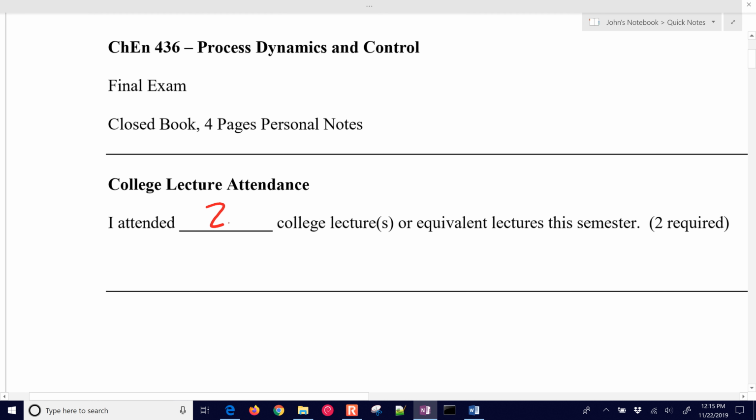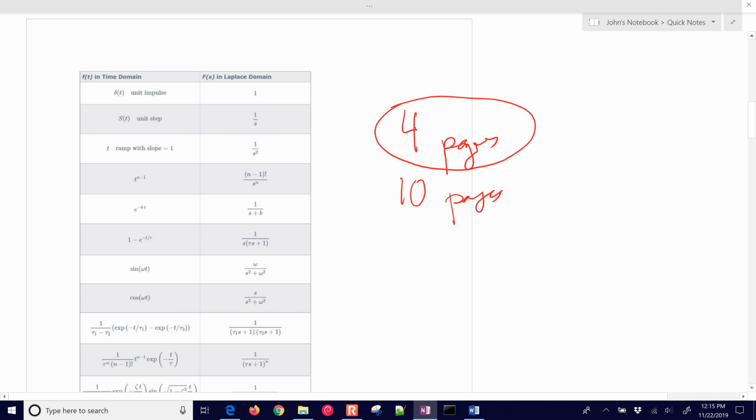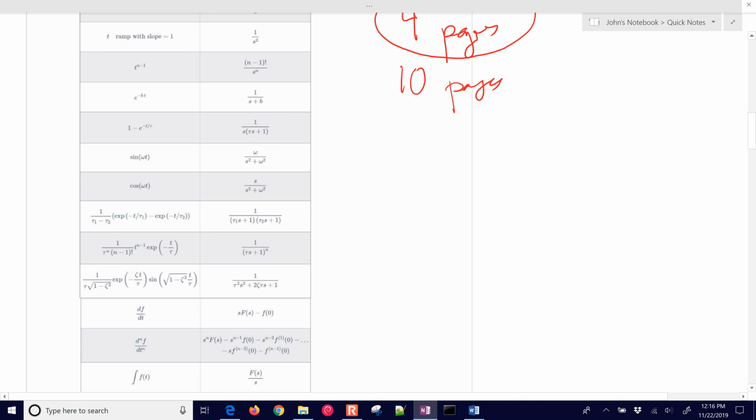Don't forget that you're required to do 2 college lectures, so you make those up before the final exam so you can answer that. Alright, and then if I go down, I'll give you the Laplace table, so you don't need to include that on your note sheet. You'll have a total of 4 pages that you can use. Then you'll also have the class 10 pages that you'll create collaboratively. So I'll print that out and then include it with the exam, and then you can bring in your own 4 pages of notes. But we will have these, so you don't need to necessarily put these on your note sheet.